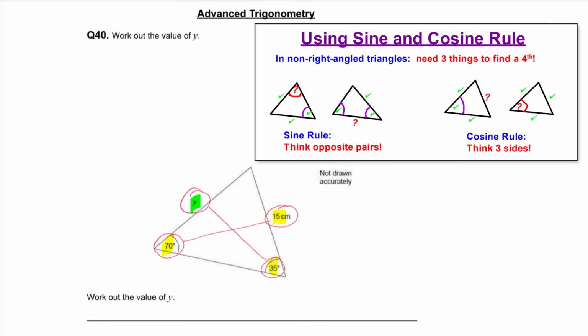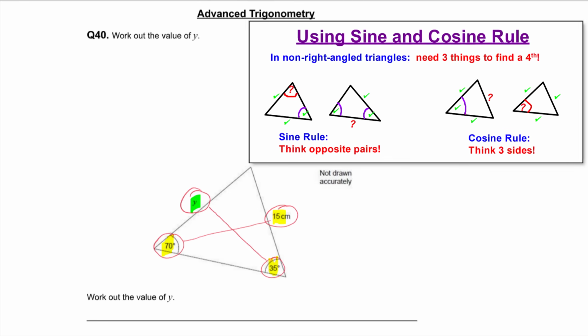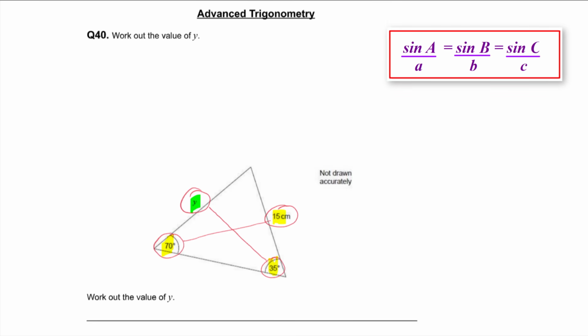Okay, so with the sine rule, you're always going to have opposite pairs like that. So I've got a 70 going with the 15, I've got a 35 going with the thing that I want to find. Now the sine rule you can write down either with the angles on the top or the sides on the top. Now I would write it down in the way that you want to find it.